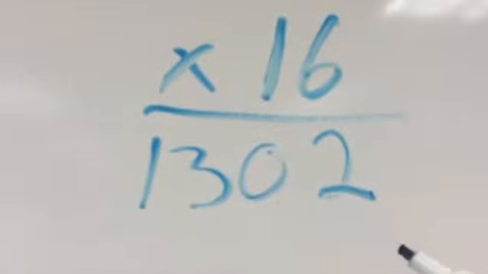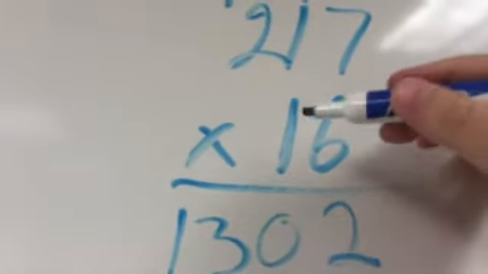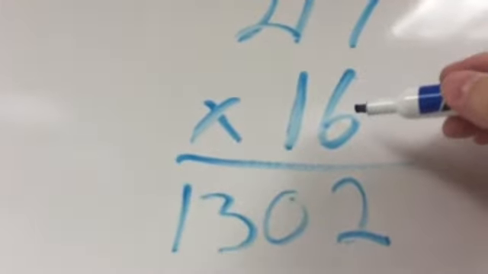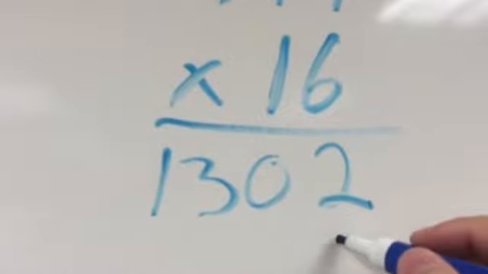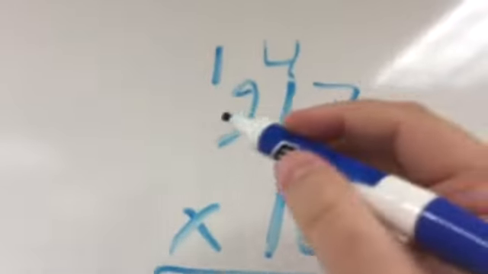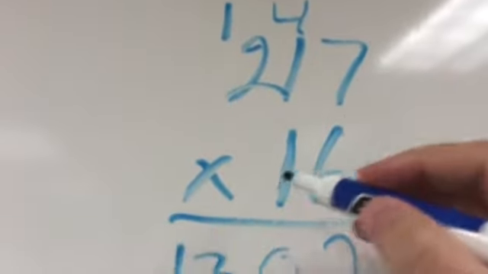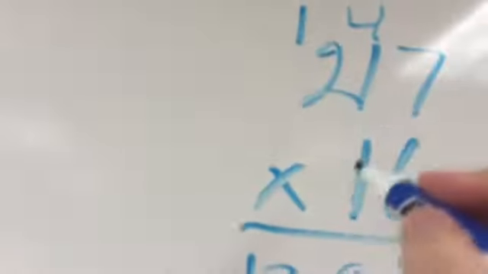Are we done? No, we only multiplied by 6. Now we have to multiply by 1. Now 1 is in what place? It is not in the ones place, it's in the tens place. So we have to come down to the tens place. So we'll put a placeholder 0 right here, and then we'll come down here. We're having to multiply 217 times 1. So 7 times 1 is 7. 1 times 1 is 1. And 2 times 1 is 2.